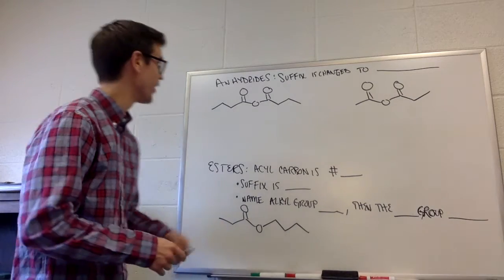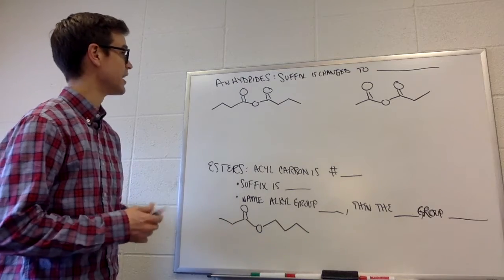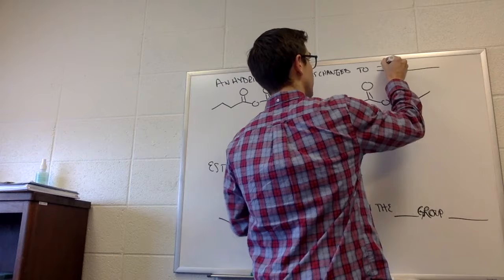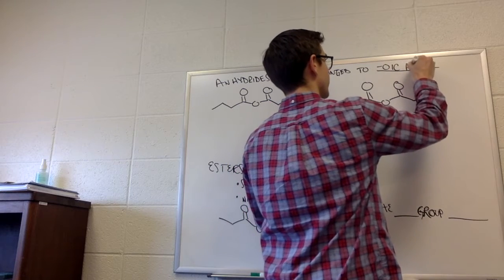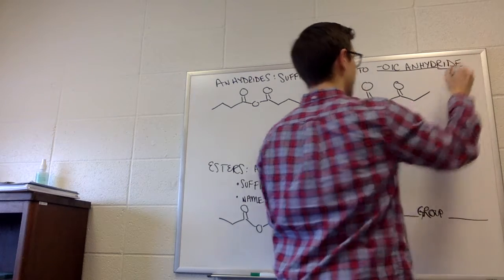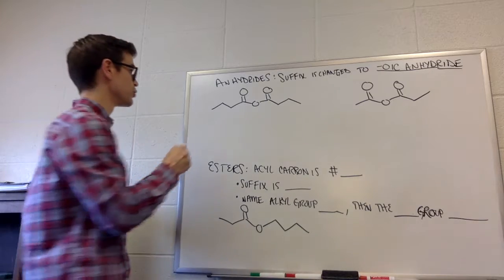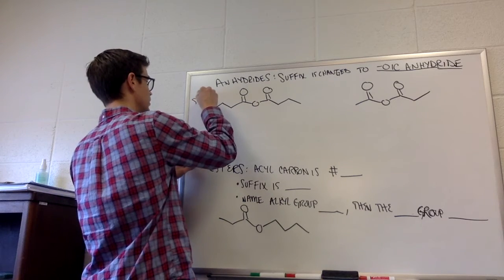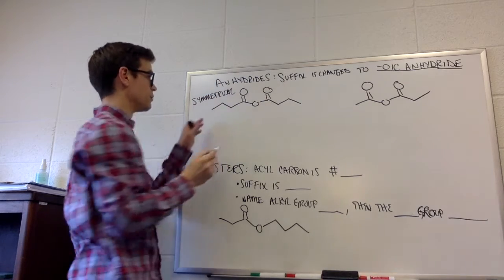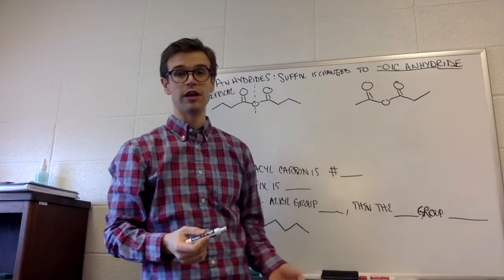Well, now we're going to learn how to name anhydrides and esters in this video. In anhydrides, the suffix is changed to oic anhydride. So we have different types of anhydrides. This would be a symmetrical anhydride, it's symmetrical right down the middle here, and a non-symmetrical anhydride.